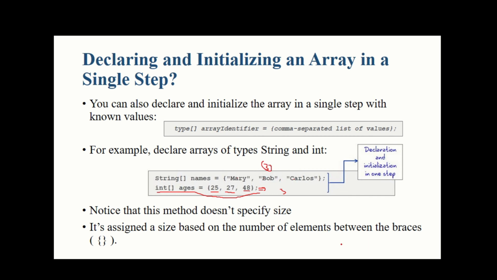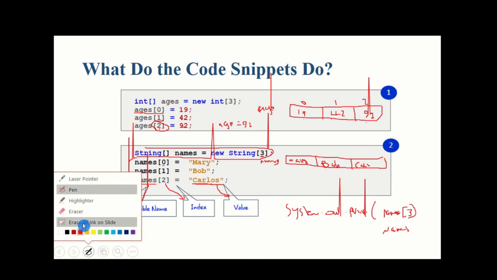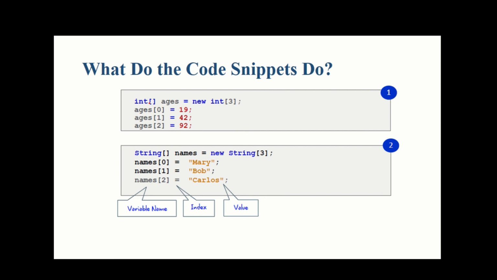So instead of doing it this way, with integer age array of size 3 and then putting the values, you could just do it directly like this: integer age equal, and you use this bracket, 19 and 42 and 92, and you close it like this. So this is the same as the whole thing here.